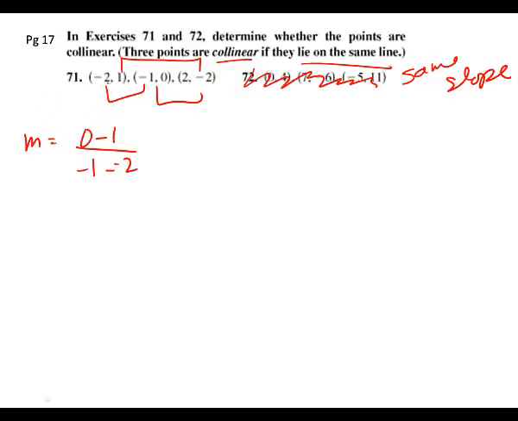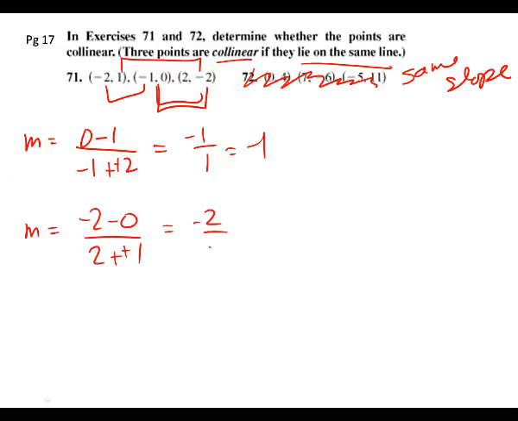Everybody okay with that? Those first 2 points? All right, double negative is going to go positive. So I've got negative 1 over 1, so negative 1. My second pair: negative 2 minus 0 over 2 minus negative 1. Double negative, positive again. Negative 2 over 3. Did it work? No. So are they collinear?